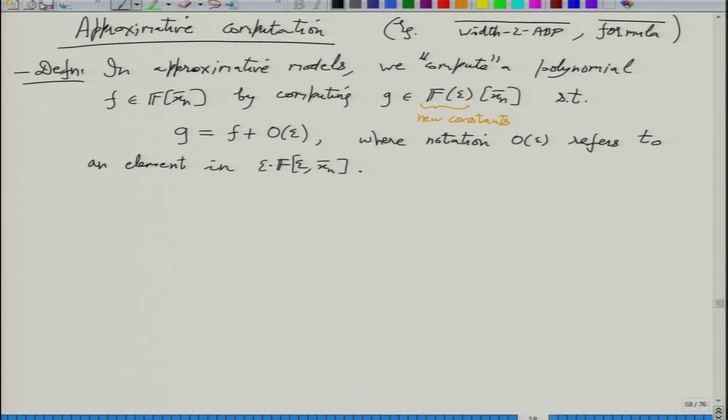But we will continue with this notation G equal to F plus O epsilon because it carries itself the intuition that there are these lower order terms. So G is equal to F, but there are also these lower order terms which are kind of bounded by epsilon. So if you make epsilon too small, I mean real analytically, if you make it very small, like 0, then G is F. Right, so this is the meaning of approximative complex computation or approximative model.